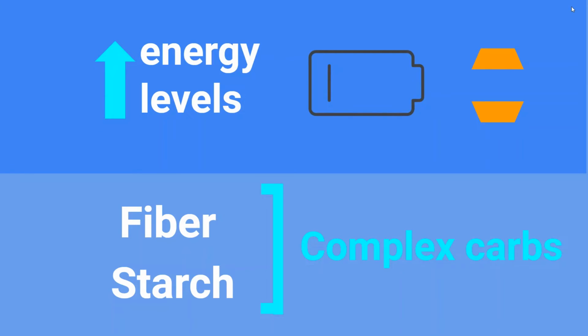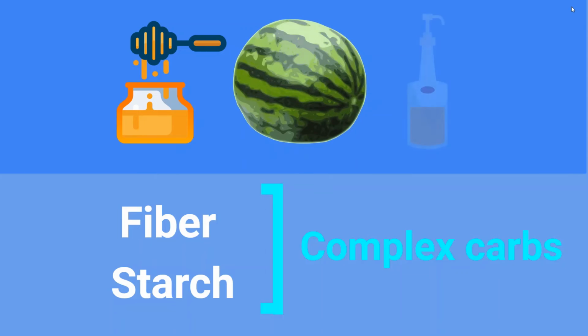Simple carbohydrates are found in natural sugars that may contain vitamins, minerals, and fibers. For instance, honey, watermelon, and maple syrup are simple sugars. However, most people consume sugars that are refined, which provide calories and do not contain vitamins, minerals, and fibers. This is the reason why these added sugars can lead to weight gain.